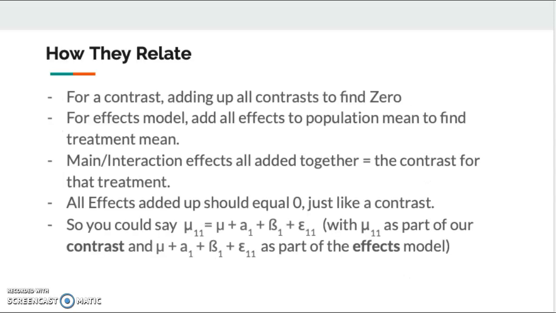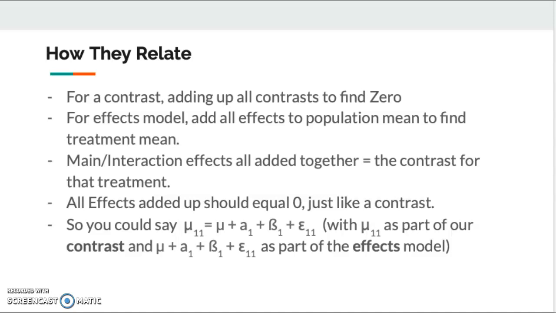Okay. So the main question is, how do they relate, and how could an effects model be considered a contrast? So in a contrast, you have, say, in our example of a 2 by 2 factorial, your four means, U11, U12, U21, and U22, and all of those would add up to zero. Or you'd add those up and you'd subtract your population mean times four, and that would result in zero.